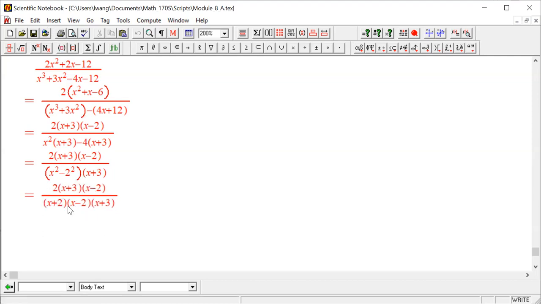Now we can reduce. x minus 2 takes away the x minus 2, and x plus 3 takes away the x plus 3. So in the end, we will be left with 2 over x plus 2. So x minus 2 is gone, and that's the final answer, with 2 in the numerator.